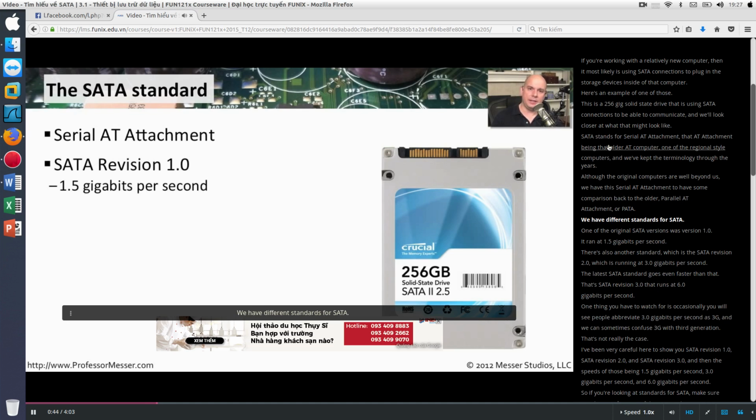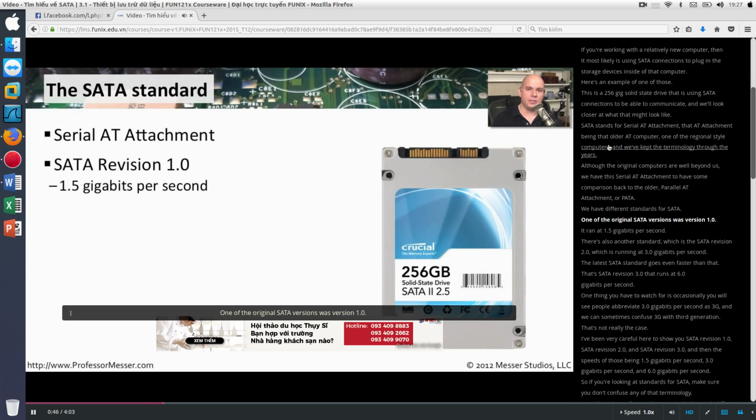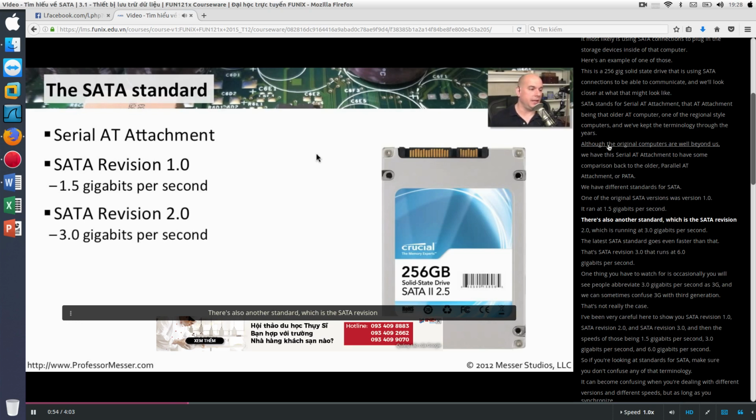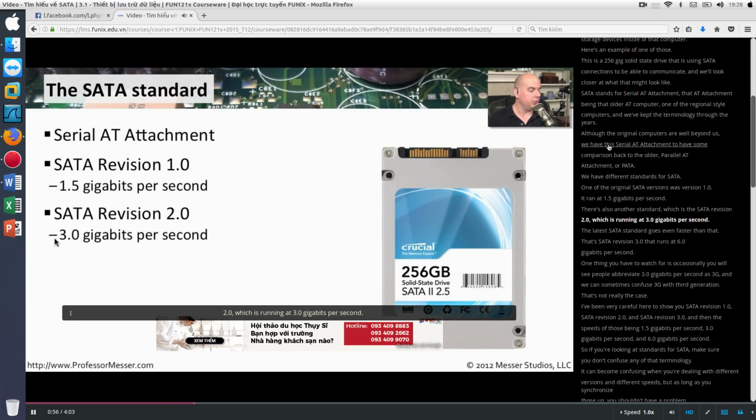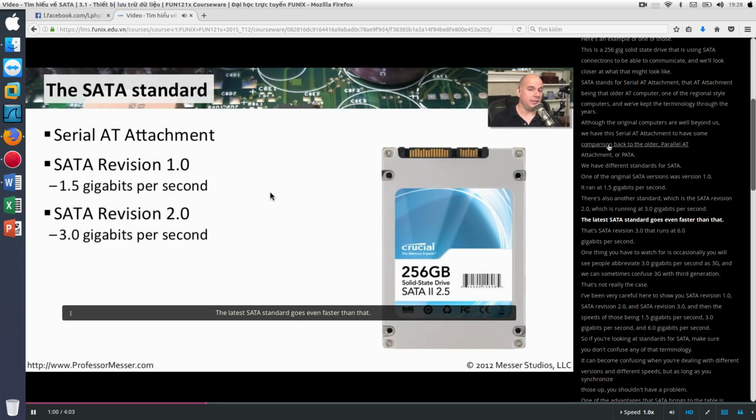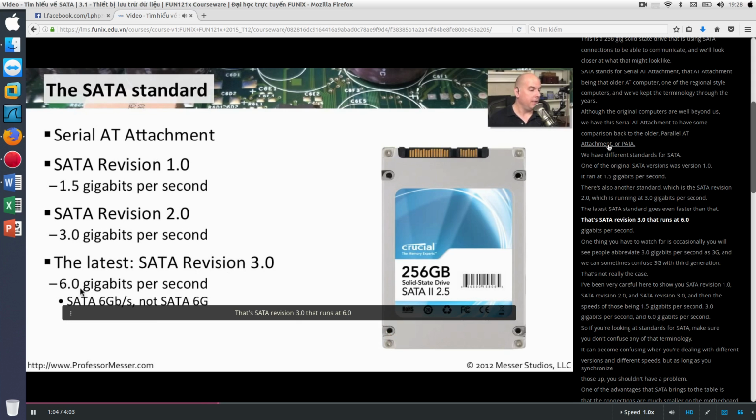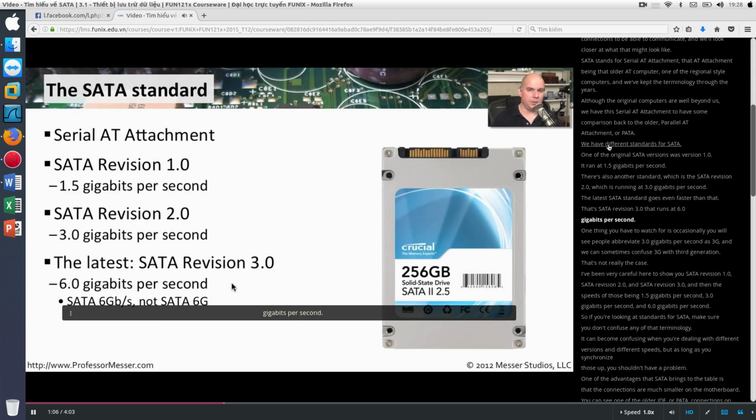We have different standards for SATA. One of the original SATA versions was version 1.0. It ran at 1.5 gigabits per second. There's also another standard, which is the SATA revision 2.0, which is running at 3.0 gigabits per second. The latest SATA standard goes even faster than that. That's SATA revision 3.0 that runs at 6 gigabits per second.